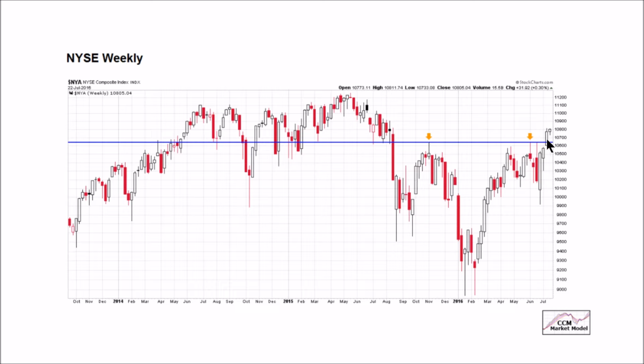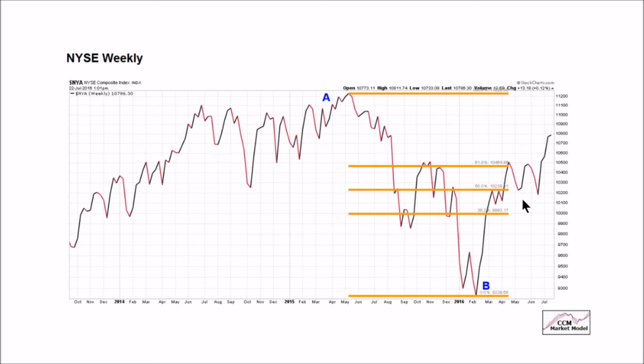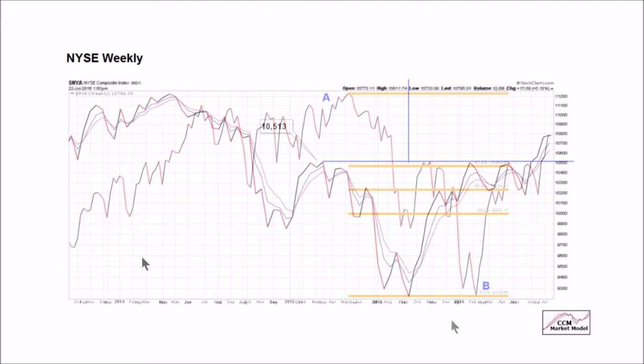NYSE weekly, these are the areas of possible resistance that we've been watching. This is the second weekly close above these levels. Just a few weeks ago, the 61.8% retracement was still acting as resistance, but you can see now we've moved away from it. The longer we're above it, the better it is for the bullish case, and that's one of the reasons why during this move here, the market model has started to add to our growth-oriented positions.